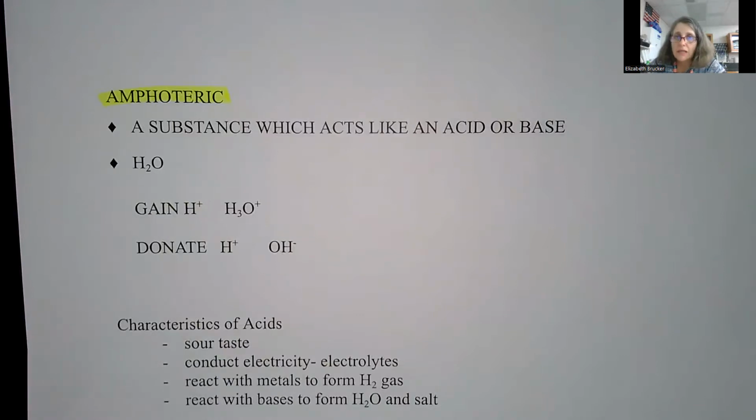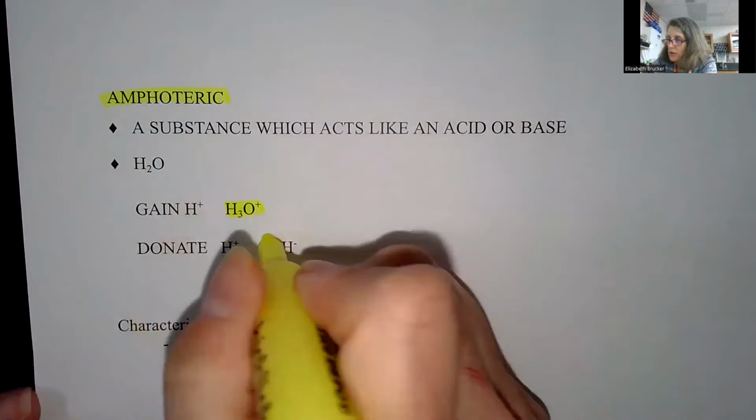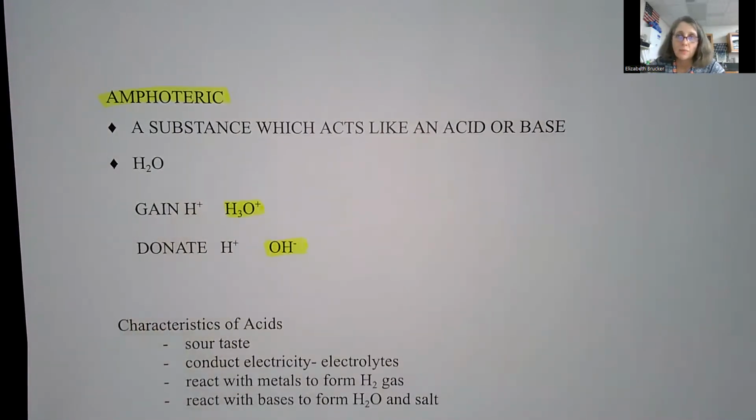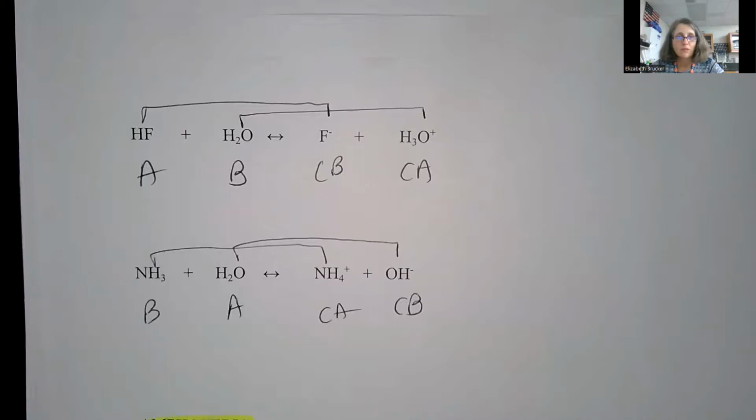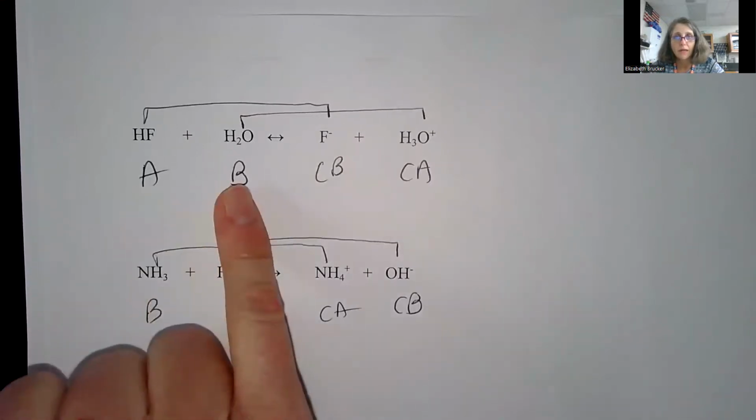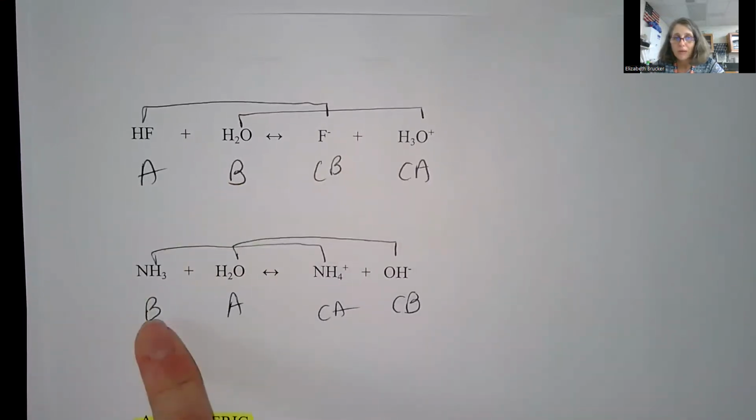All that means is it could take on an H to become hydronium ion, or it can donate an H to become OH minus. So water is quite unique in the fact that it could do either thing depending upon what it's paired with. So going back to our example, if it's paired with an acid, it will act like a base. If it is paired with a base, it will act like an acid, is really how you get to know that.